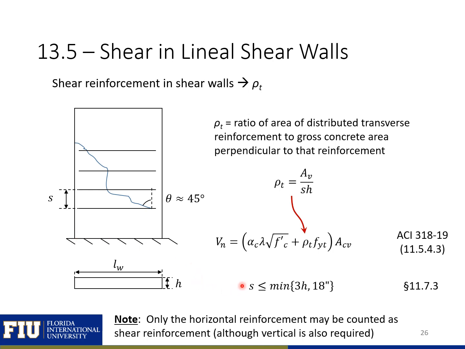I also show on this slide the maximum spacing requirement for our horizontal reinforcement. So we need to space this reinforcement less than or equal to the minimum of 3 times h, our wall thickness, and 18 inches.